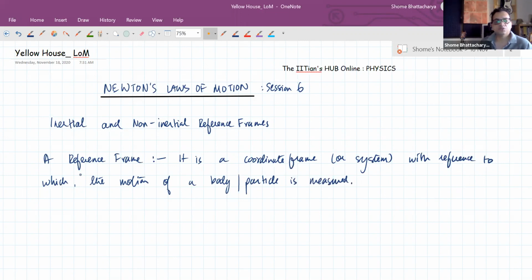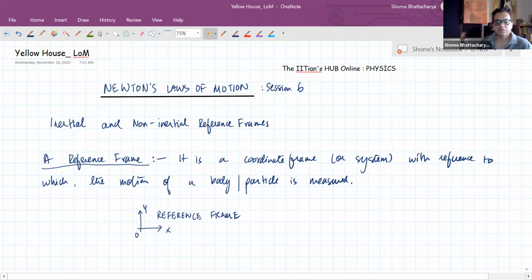So you can visualize a reference frame as a system of axes. Some point is defined as the origin, and with respect to that point, an x-axis and a y-axis is drawn. So this is a reference frame. Now, different reference frames can be in motion with respect to each other.